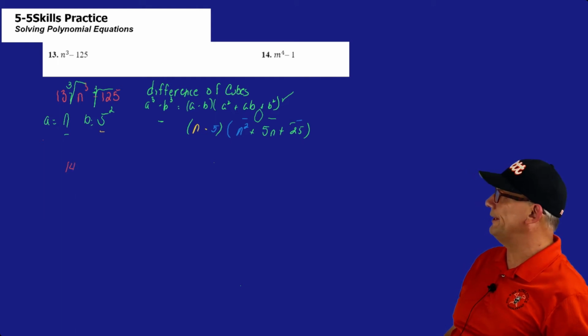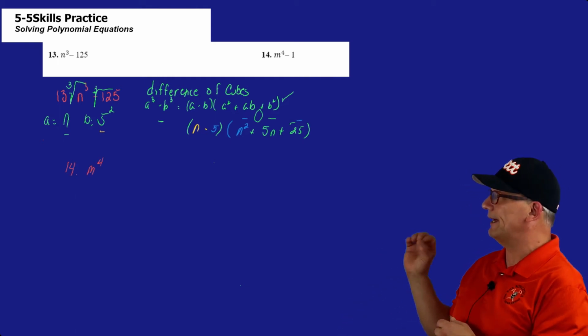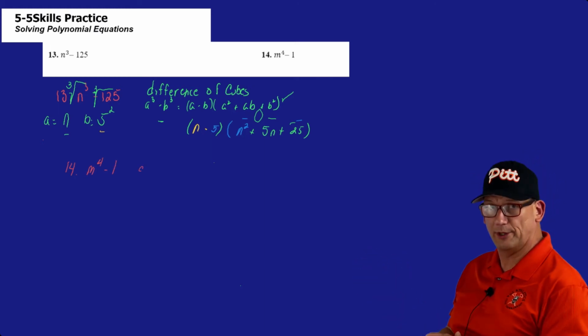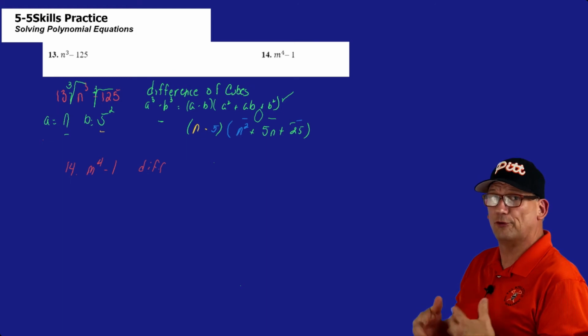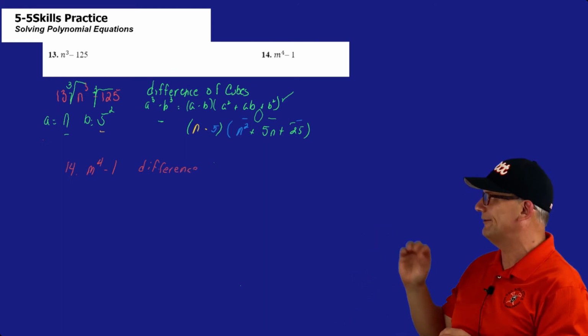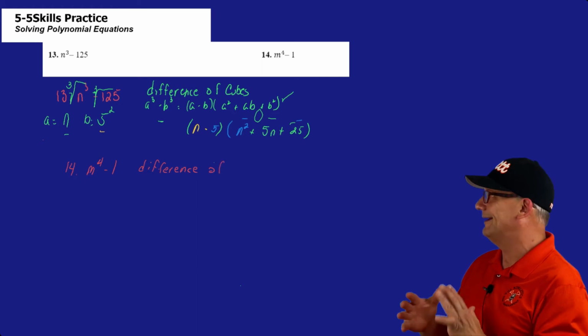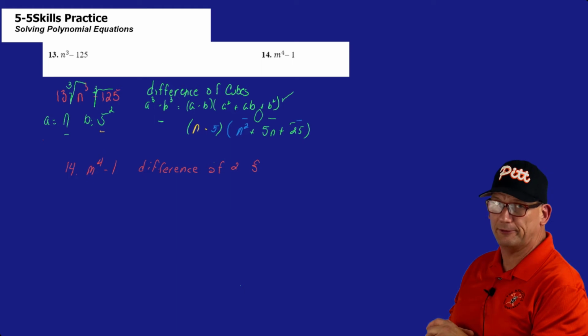So at number 14, we have m to the fourth minus 1. Now, you should recognize that as a difference of two squares, right? So m to the fourth, the square root of that is m squared, right? So it's a difference of two squares. Make sure you understand difference means subtraction, okay? Not plus. So if it's a difference of two squares, you should know the pattern, right?